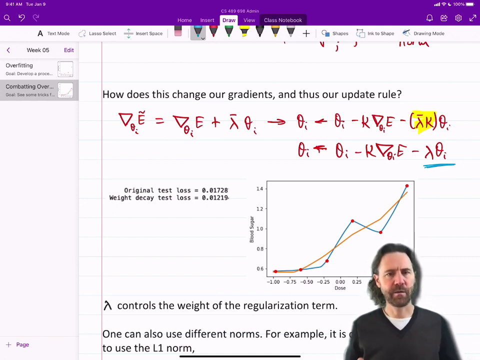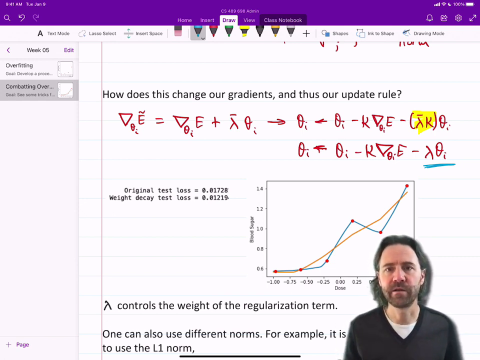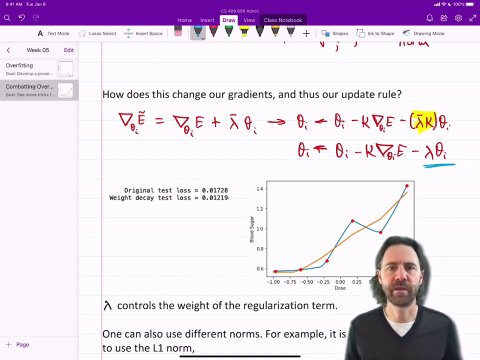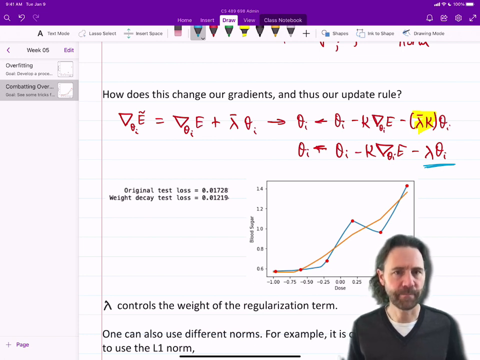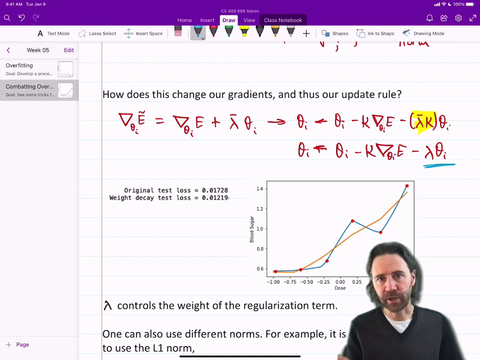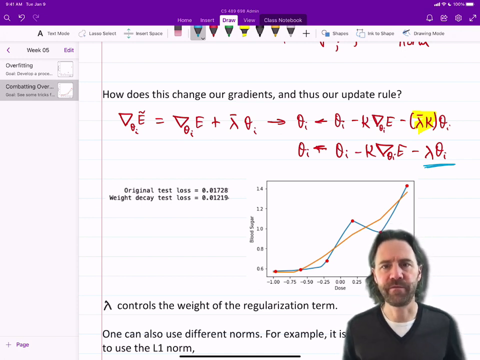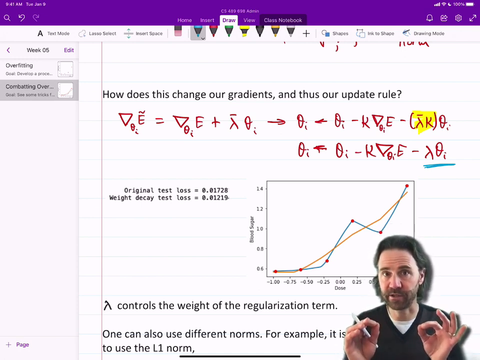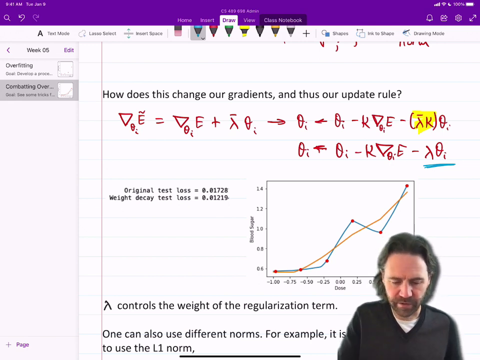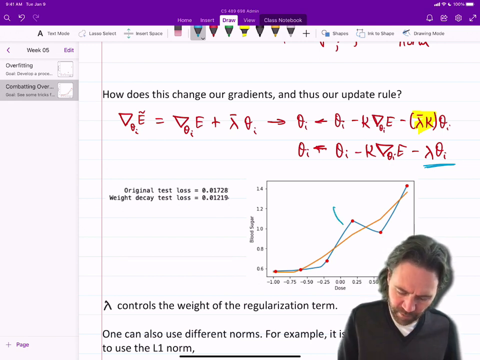Now, when we apply this weight decay regularized update rule, you can see that our fit of our small blood sugar data set is far less precisely hitting those points now. So you can see here the original overfit version.